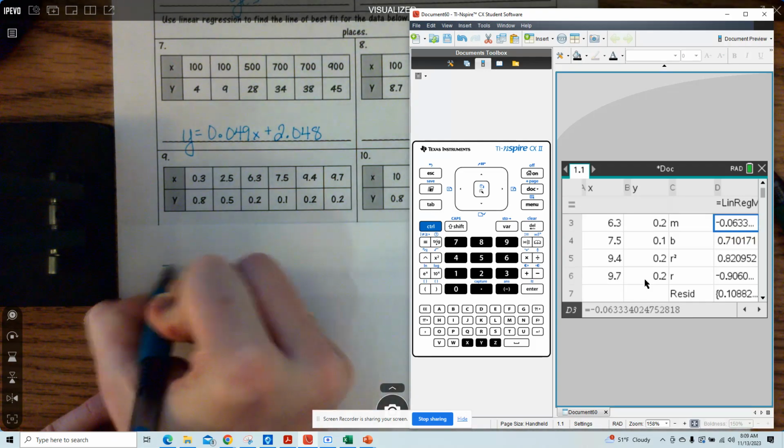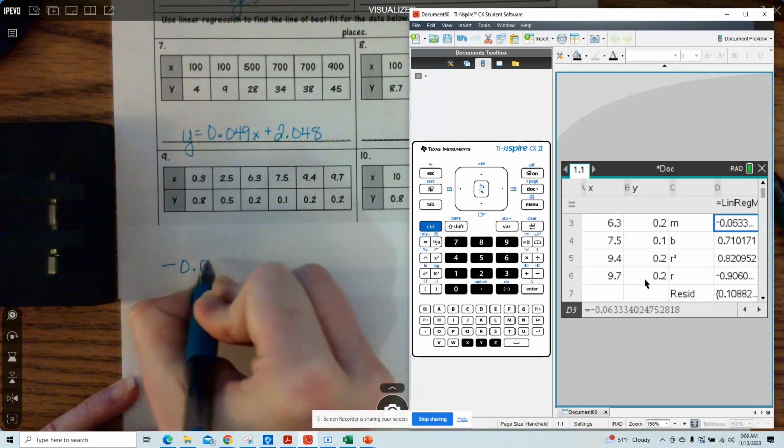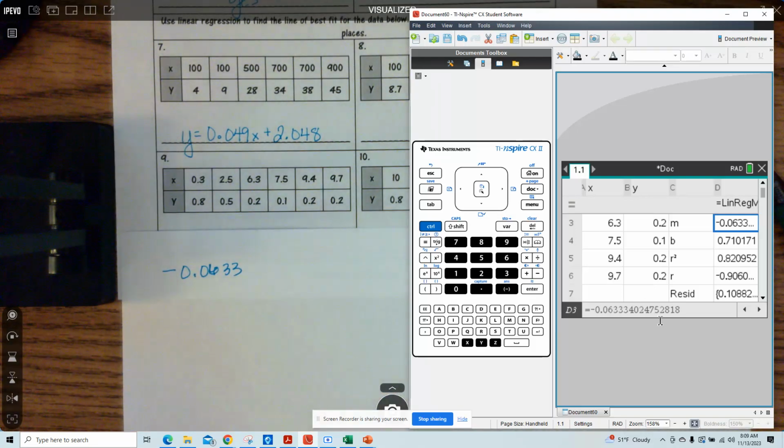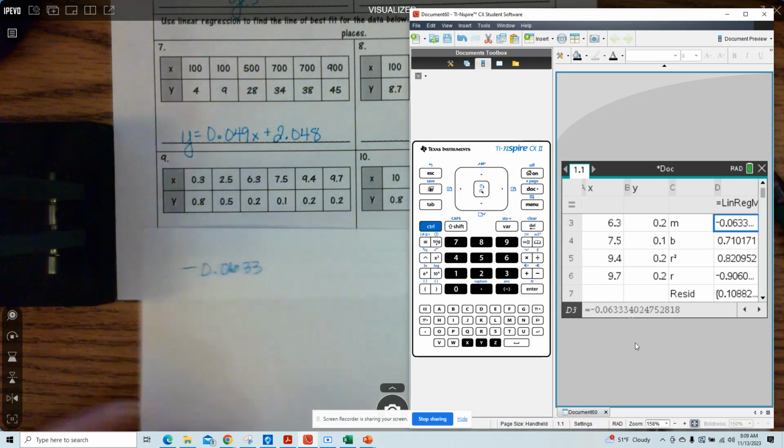So my slope, I have negative 0.0633. If you look down here, it gives you the expanded number as well. If your little table cuts it off, as long as the blue box is on it, it writes the expanded number down here in this little taskbar.